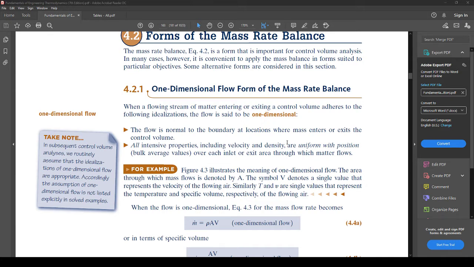So essentially these are some assumptions we're making. We're assuming that inside of this pipe, right? So let's say we draw this pipe. We're assuming that essentially all the properties as we go through this are uniform.